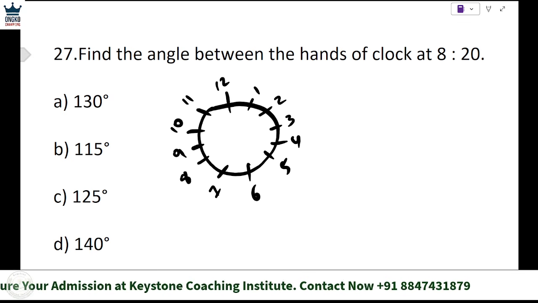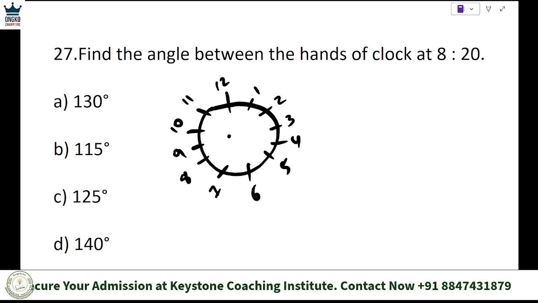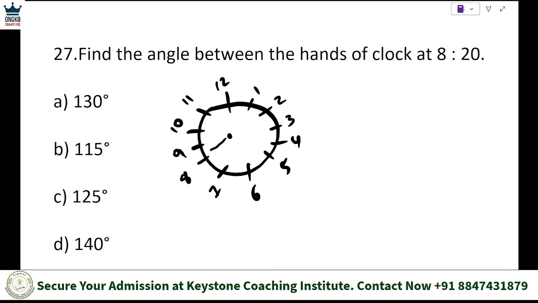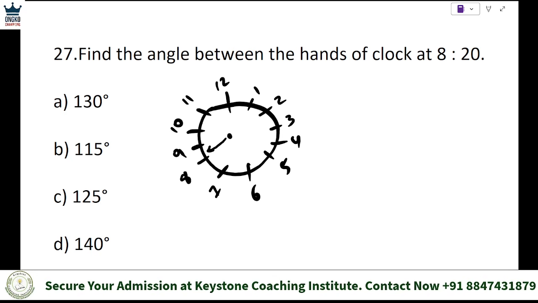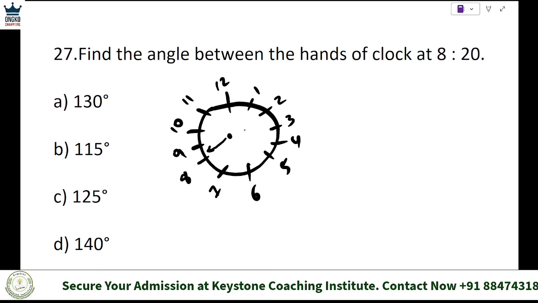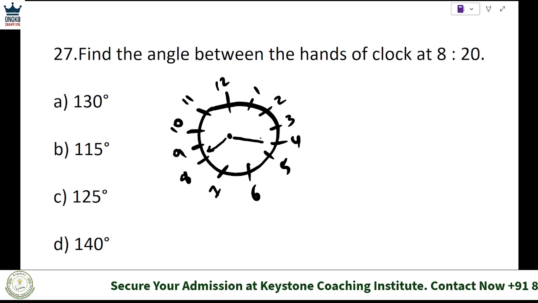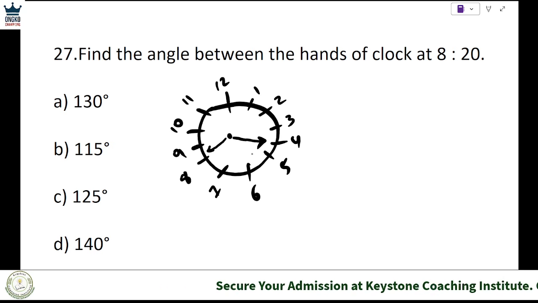So at 8:20, the hour hand will not be exactly at 8. The hour hand will not be exactly at 8, because at 8:20 it has moved past 8. But the minute hand at 20 will be exactly at 4. Yes. Now keep this in mind.